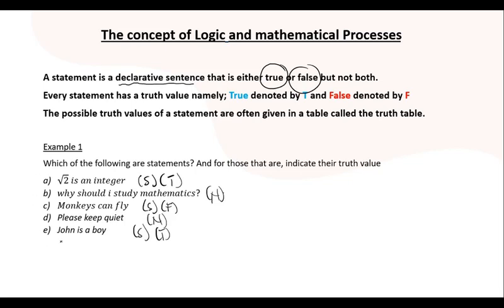So far, out of the 5 examples that we have, we saw that root 2 is an integer is a statement, and it is a true statement. We also saw that monkeys can fly is a statement, but a false statement. We also see that John is a boy is a statement, and it is a true statement. We notice that why should I study mathematics, which is a question, is not a statement because we cannot say the answer is either true or false. We also saw that keep quiet is not a statement. So let's continue.